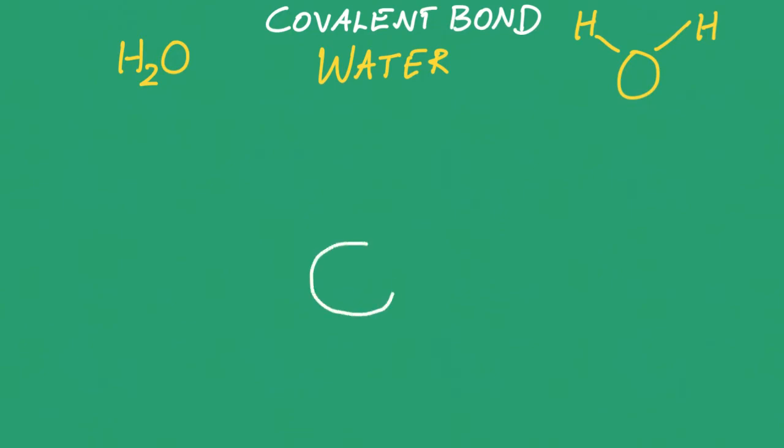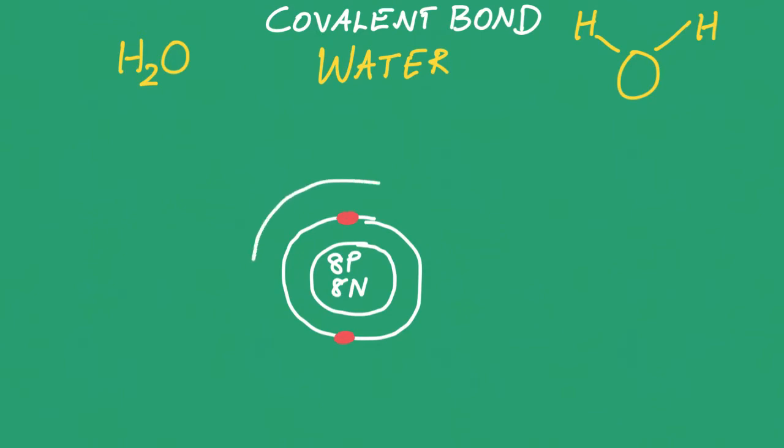So let's draw the oxygen. Oxygen, as we know, has 8 protons and 8 neutrons. It should have 8 electrons. So you will have 2 electrons on the inner shell and the remaining 6 in the outer shell. We need to fill this outer shell, and so electrons are shared with hydrogens, the 2 hydrogen atoms, in order to fill the shell.